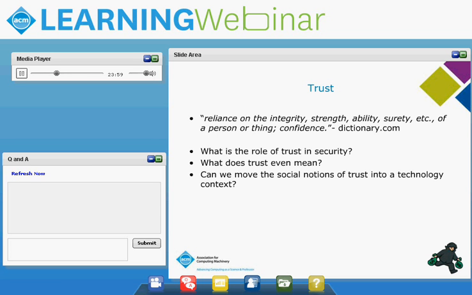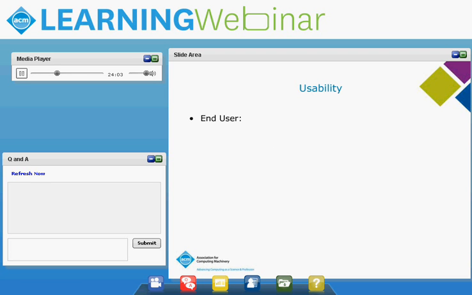Some of the other ways that social notions come into looking at usability of systems. From an end user, there are a lot of usability questions when it comes to security. Take, for example, how many passwords do you have? If I had to go off the top of my head, I couldn't even begin to guess how many different passwords I have, how many different systems I have access to. So how do you start remembering all of your passwords?